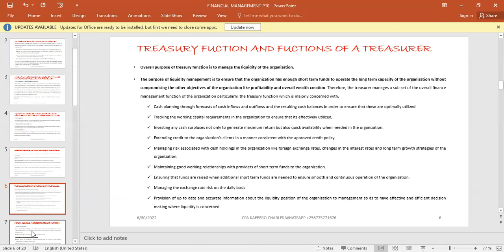Thirdly, we are looking at investing any cash surpluses, not only to generate maximum returns, but also quick availability when the need arises in the organization. What we are looking at in this is that we are investing the cash. If we had cash balances, and at the end of the period we remained with some money, that money can be used to invest in other short-term assets. Like I have told you, we can invest this money in treasury bills and bonds. Those treasury bills and bonds can be liquidated very fast.